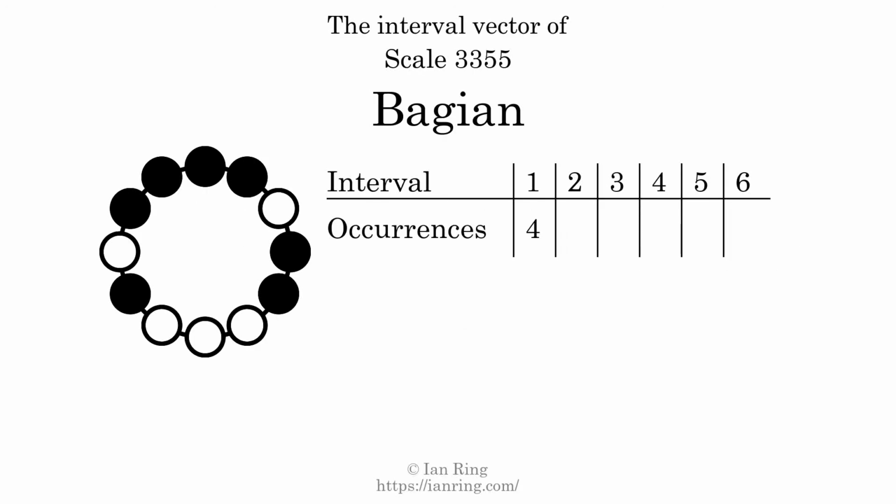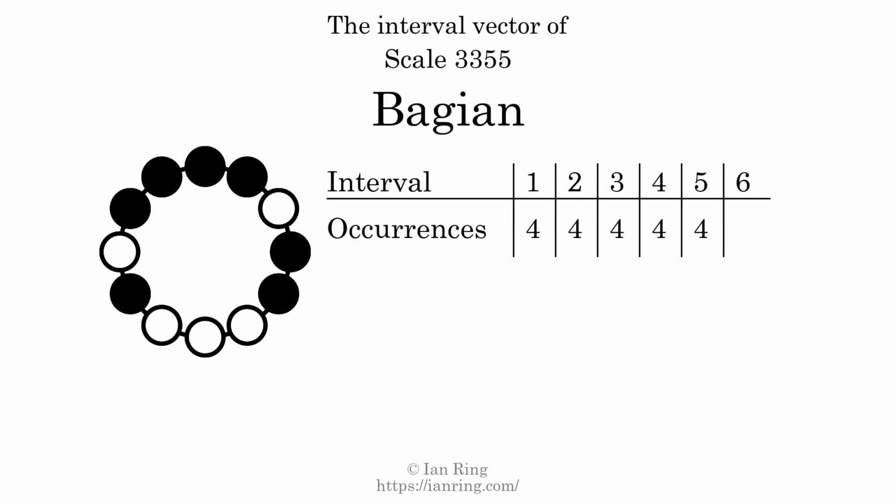There are 4 intervals with a size of 1 semitone. They are here, here, here, and here. There are 4 intervals with a size of 2 semitones. They are here, here, here, and here. There are 4 intervals with a size of 3 semitones. They are here, here, here, and here. There are 4 intervals with a size of 4 semitones. They are here, here, here, and here.